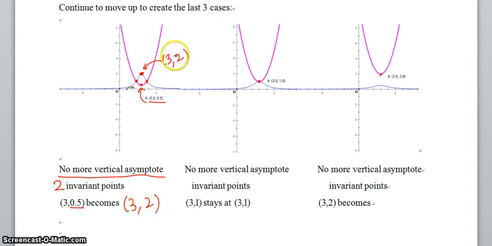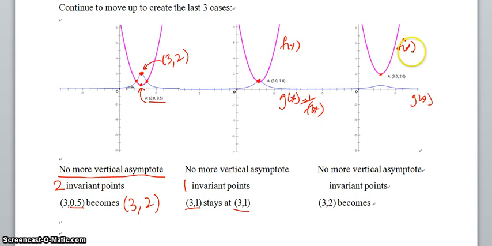Okay. Now, the next case is we move it further up so that this point and this point actually become one point, the invariant point. No vertical asymptotes. There's only one invariant point right there. So this point stays there. That's your invariant point. It's the minimum point for your f of x function. It's the maximum point for your g of x function, which is defined to be the reciprocal of f of x.